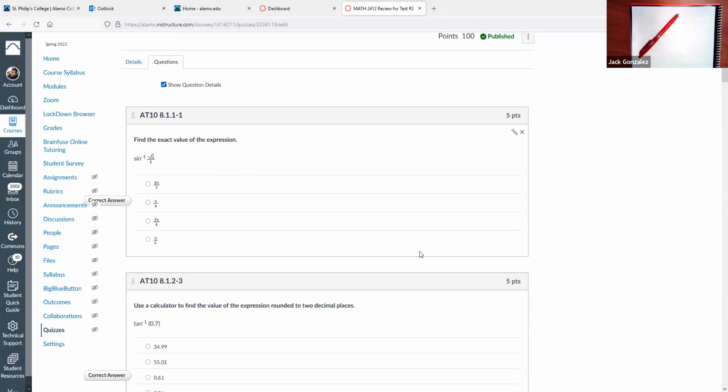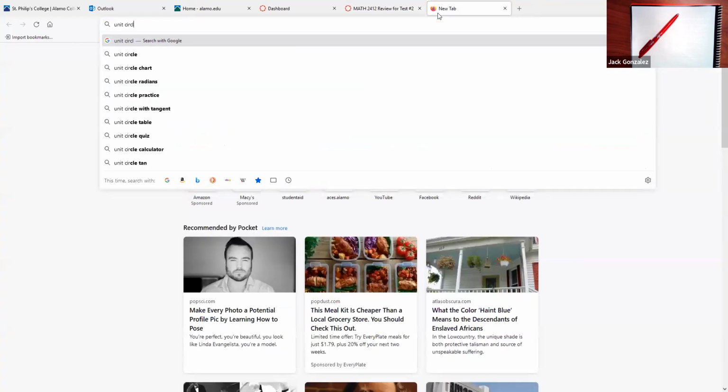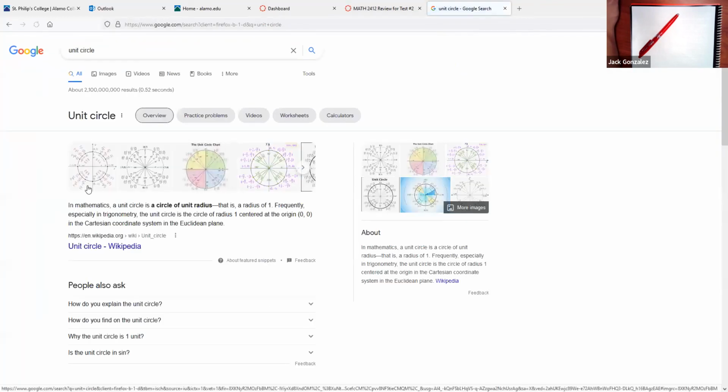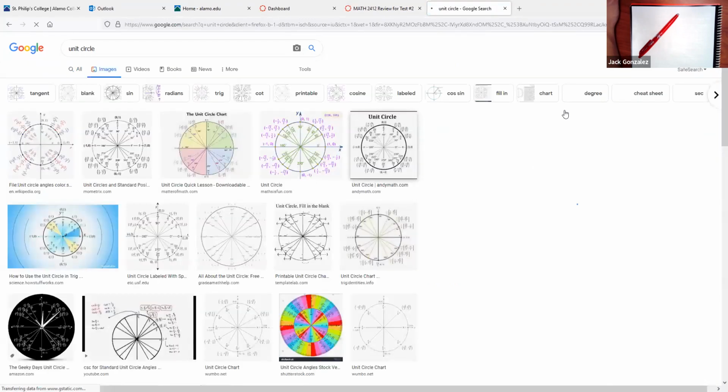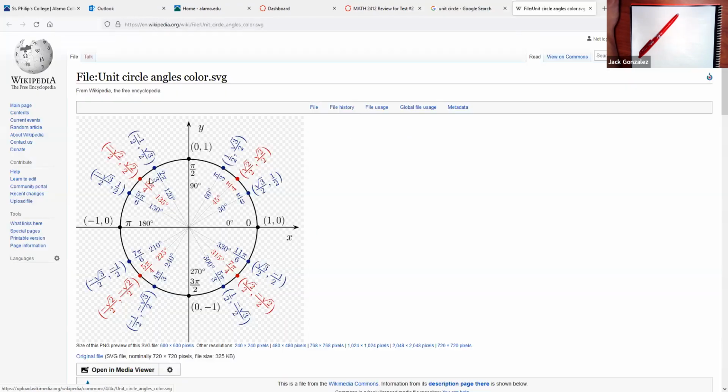So the first one is pretty chill. You have your unit circle. It's really easy. I recommend printing one out or drawing it out. I think I sent you guys this one. It's the one I always use from Wikipedia.